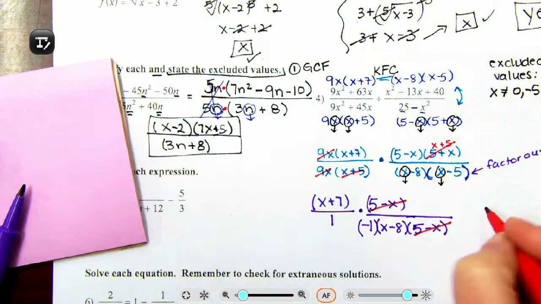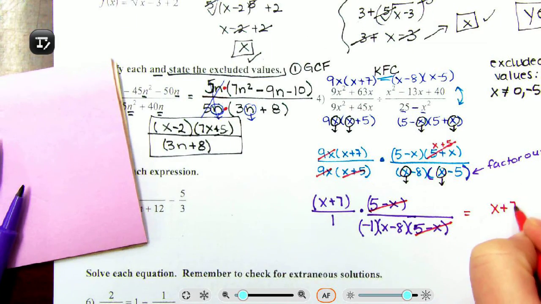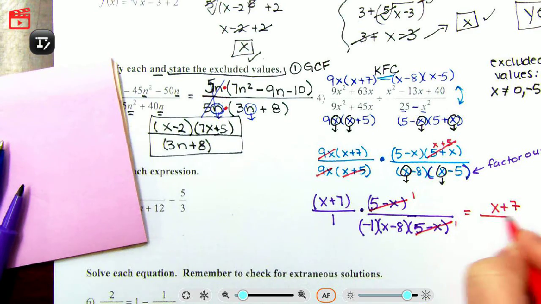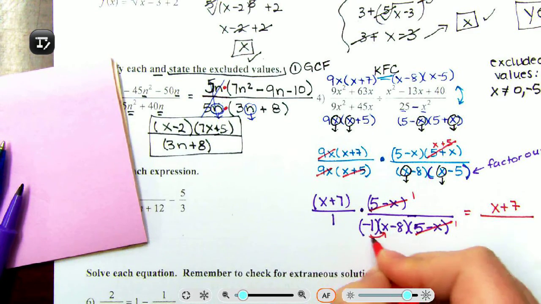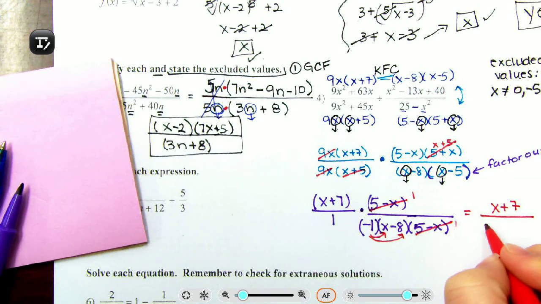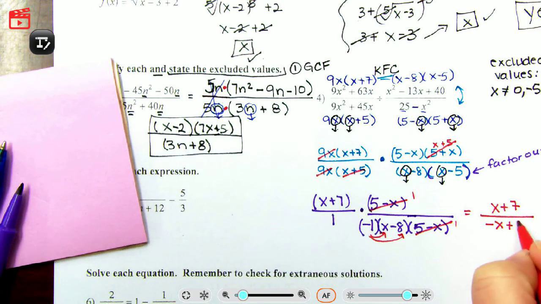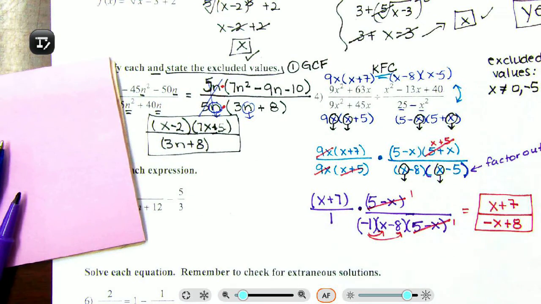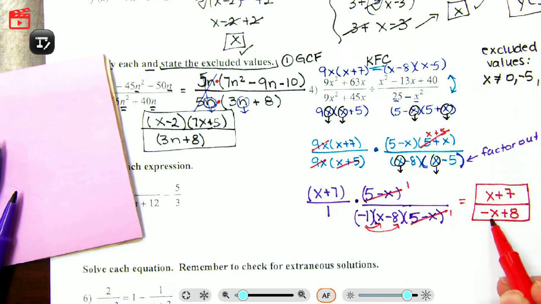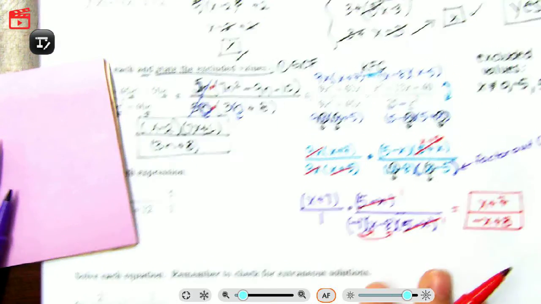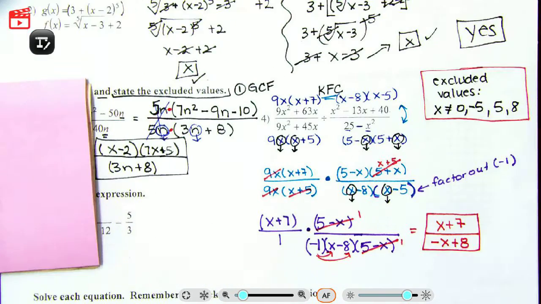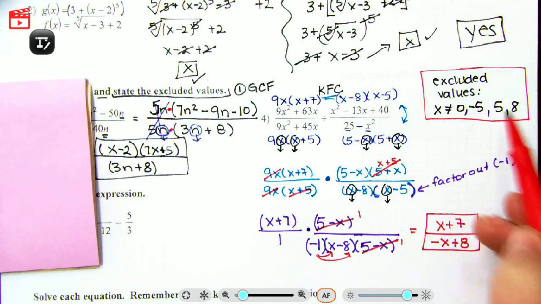And so what do we have left over? We have x plus 7 times 1. All of these are just 1. And then in our denominator, I'm going to multiply that negative 1 in. So I have negative x plus 8. So then our final answer is x plus 7 all over negative x plus 8, with our excluded values for all of our denominators: 0, negative 5, 5, and 8.